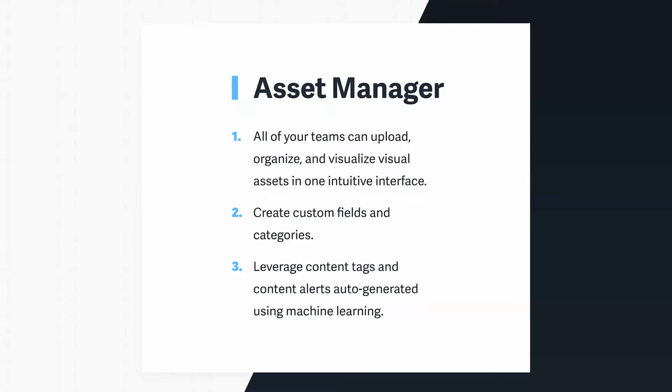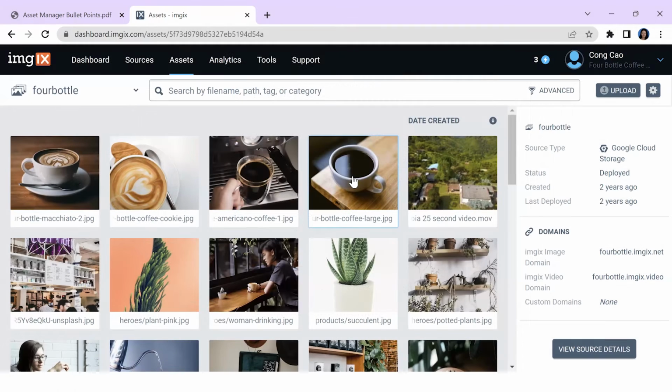So let me start the demo. For the demo, we created a fictitious business called For Bottle Coffee. I want to upload and organize a number of new photos for the 2022 fall campaign. First, let me show you how to upload files.